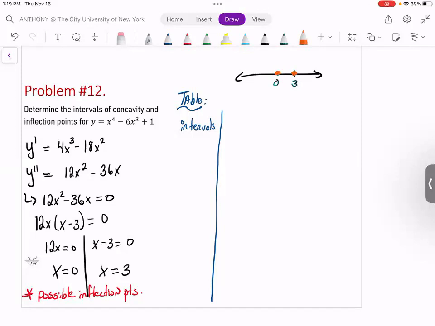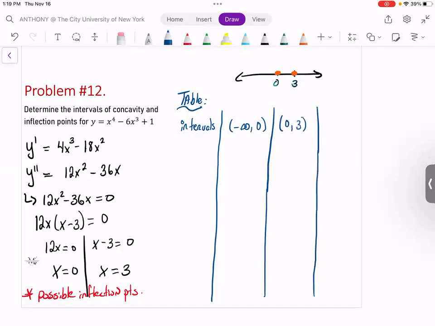What we have from this image here is that the inflection points basically split this real number line, the single line, into 3 parts. The first interval is anything to the left of 0, so that would be negative infinity to 0. The second one would be 0 to 3, that's in the middle. And the last interval would be from 3 to infinity. So those are your intervals.